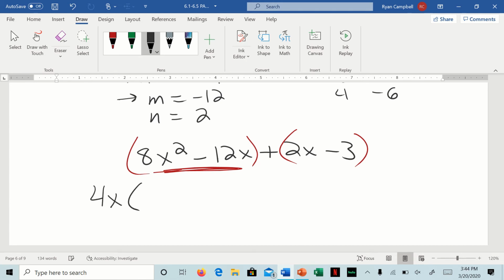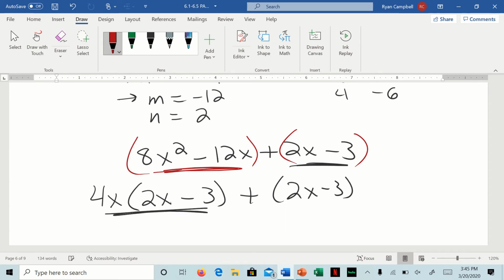4x, right? What times 4x is 8x squared? 2x. What times 4x is negative 12x? Negative 3. There's nothing in common with the 2x and the 3, but that's good because if we notice, that's what's in common with both of these, right?